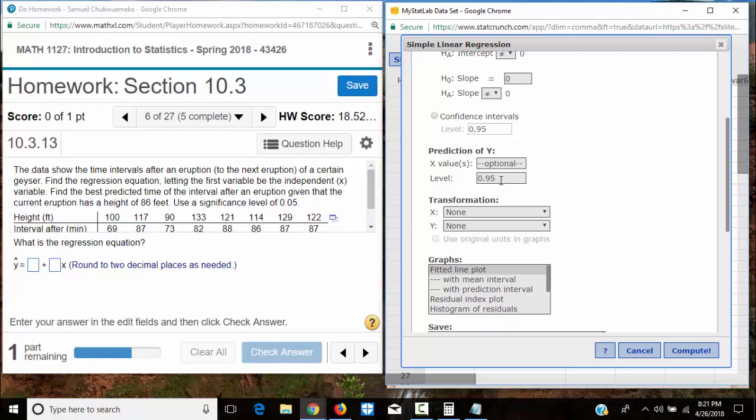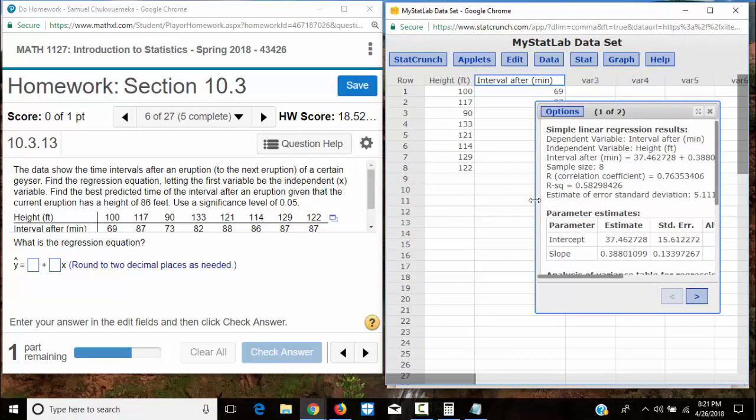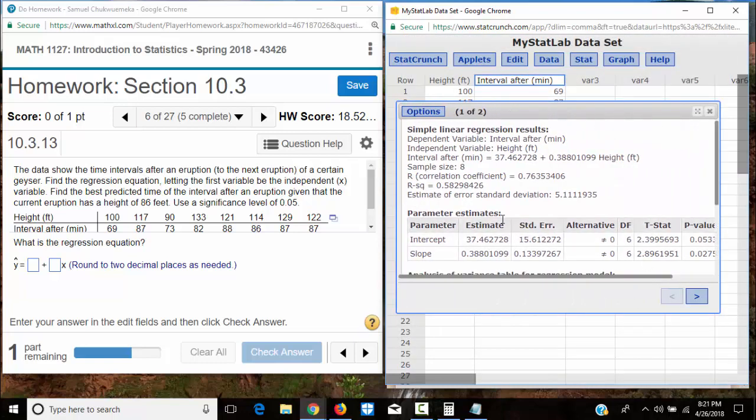So your StatCrunch leaves it as 0.95. This level is confidence level, it's not significance level. So don't change 0.95 here, leave it like this. And then the prediction of y for what x value? 86. So you type 86 here. You type 86 and you press compute. Then you can look at it here.